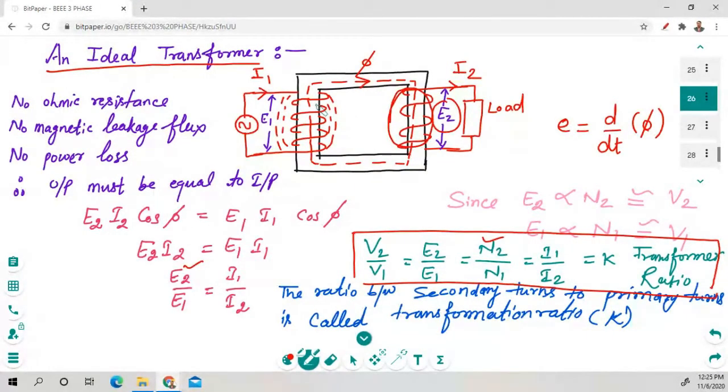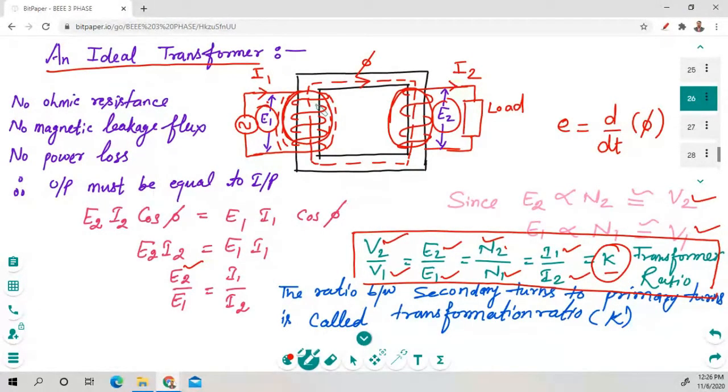E2 is directly proportional to N2, and E1 is directly proportional to N1. So if these are directly proportional, then we can say that this voltage is V2 and this voltage is V1. We put these values in the equation. So here is V2 upon V1, and E2 upon E1 is equal to N2 upon N1, and it is equal to I1 upon I2, and it is called the transformer ratio.